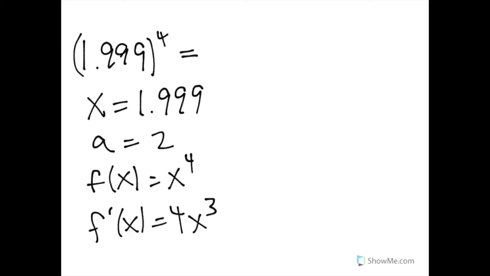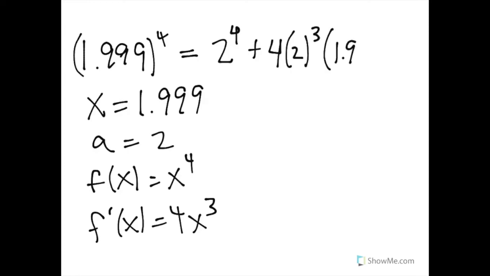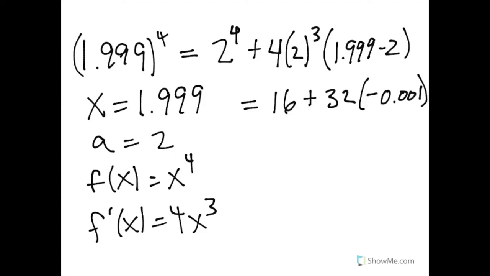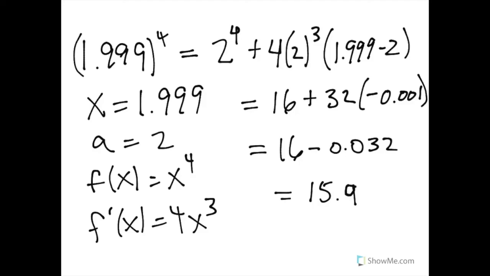And if we're trying to find 1.999 raised to the 4th, we can go ahead and plug stuff into our formula. Remember the first part said f of a, so this is 2 to the 4th, plus f prime of a, so 4 times 2 to the 3rd, times x minus a, so 1.999 minus 2. And go ahead and simplify. This is 16 plus, let's see, 4 times 8, 32, times negative 0.001. Let's see, this is 16 minus 0.032, which should give you something like 15.968. So that's our approximation.